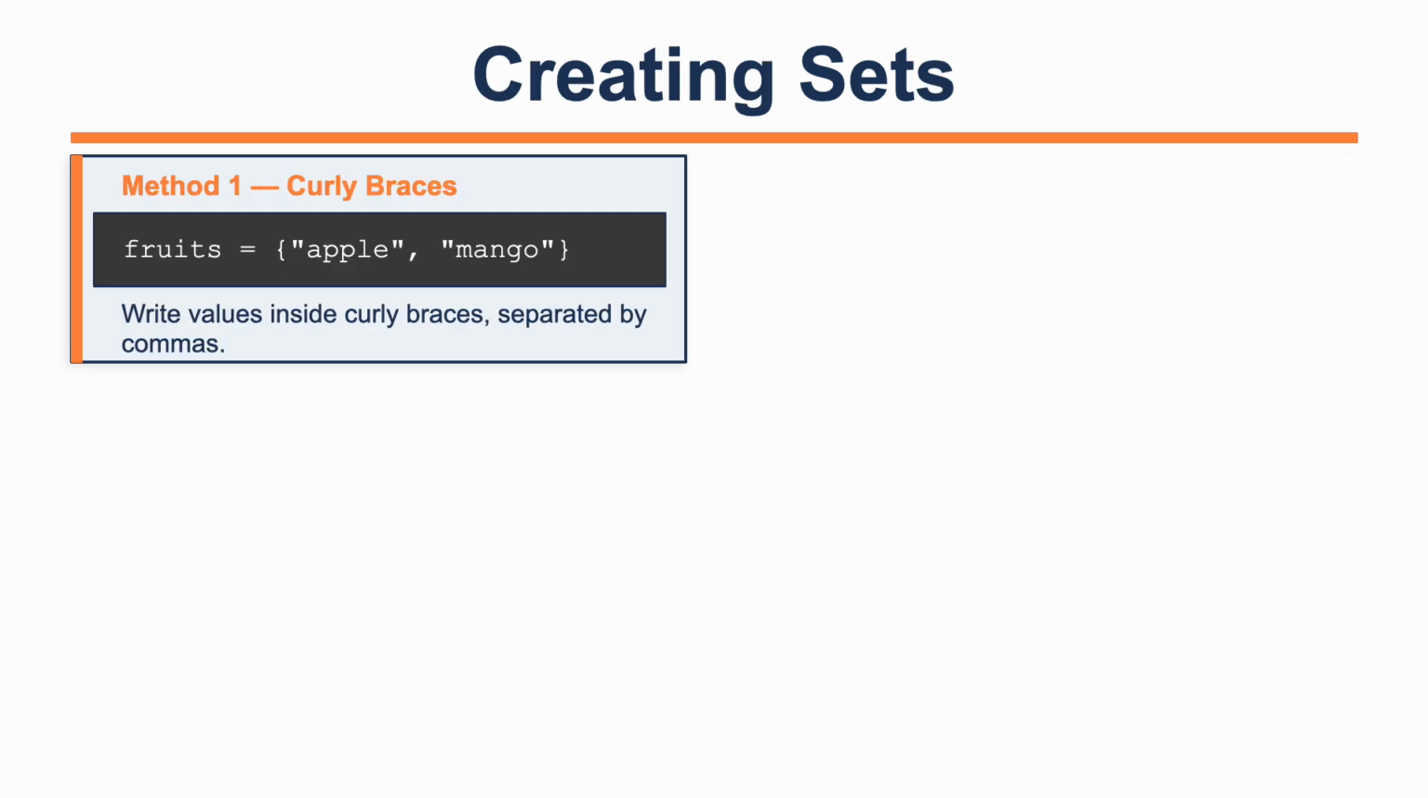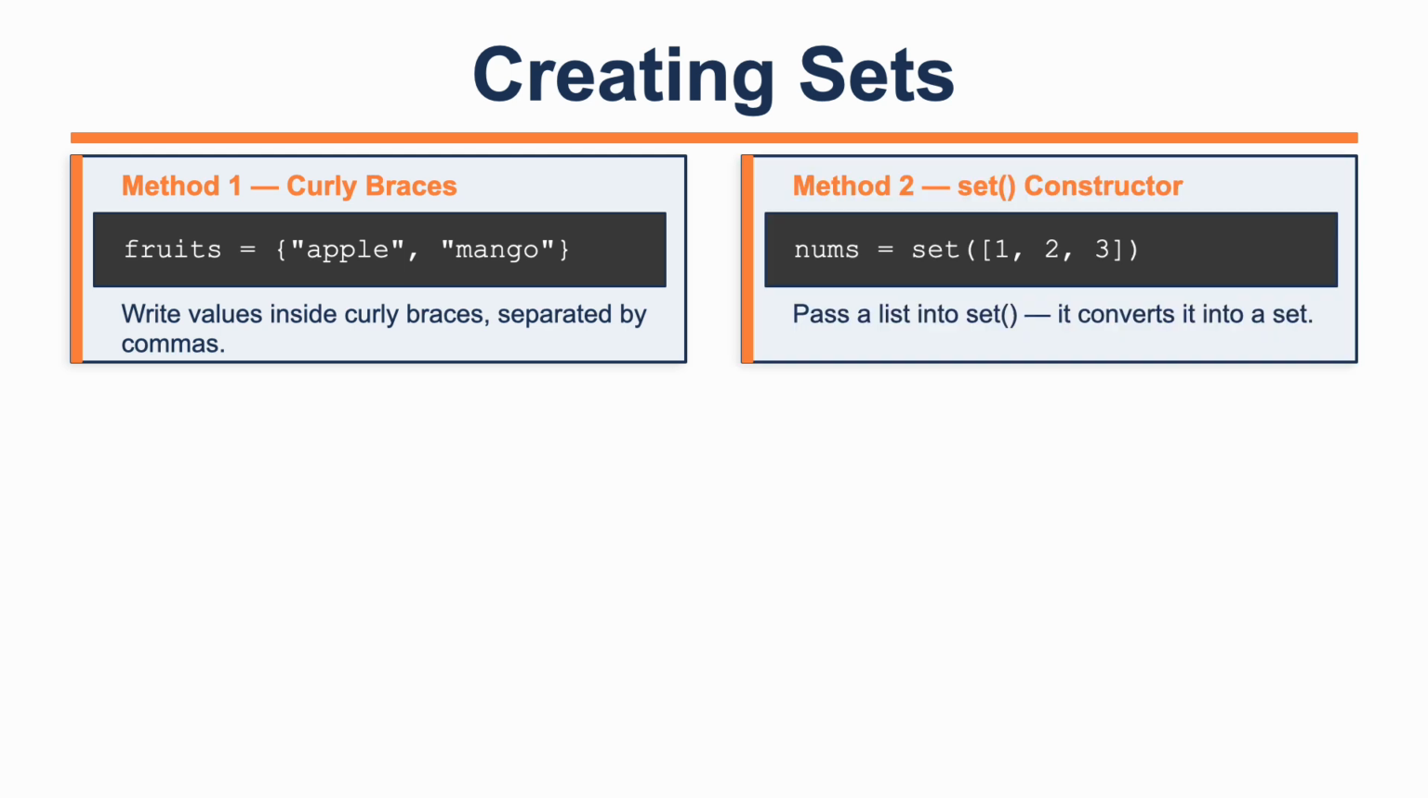Now that you know what a set is, let's look at how to actually create one in Python. The first way is with curly braces. You write the variable name, an equal sign, then your values inside curly braces separated by commas. That gives you a set of strings, apple and mango. The second way is with the set constructor. You write set with parentheses and pass a list inside it. Both methods give you the same result, a set with unique values.